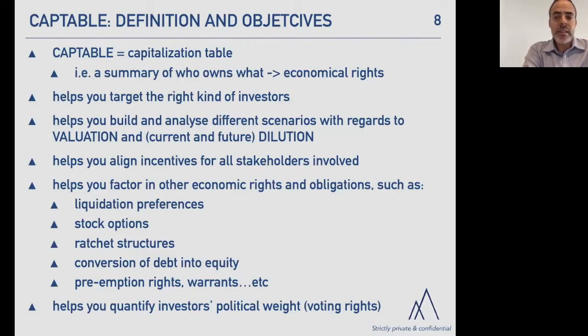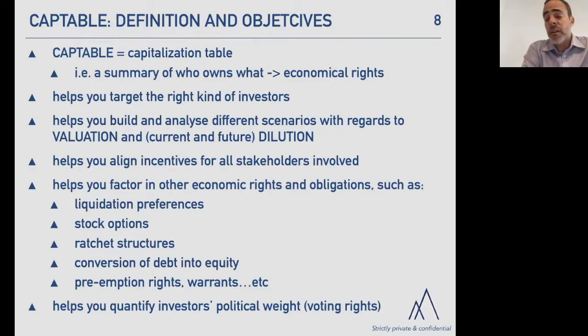The kind of things that you're going to be bringing in or building somehow into the cap table are liquidation preferences, quite clearly, and stock options, very important, when you factor those in, pre-round, post-round. We can see what that means later.